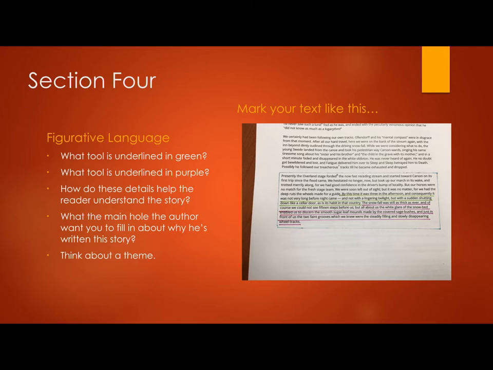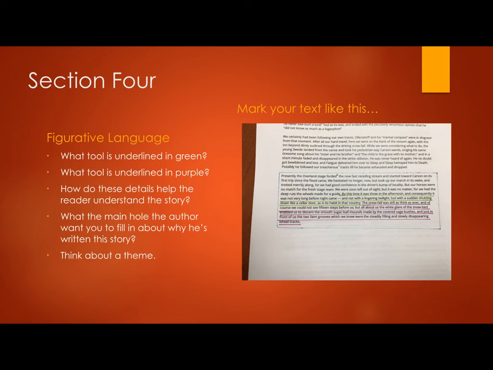And then finally the next tool underlined in purple, let's look at that one. The snowfall was still as thick as ever, and of course we could see not 15 steps before us. But all about us the white glare of the snow bed enabled us to discern the smooth sugar loaf mounds made by the covered sage bushes. And just in front of us were two giant grooves, which we knew were steadily filling and slowly disappearing wheel tracks.